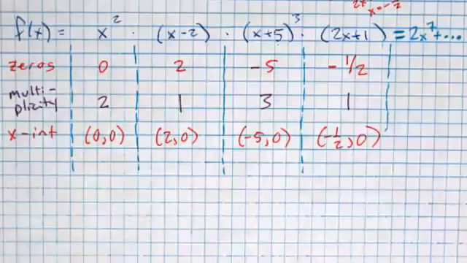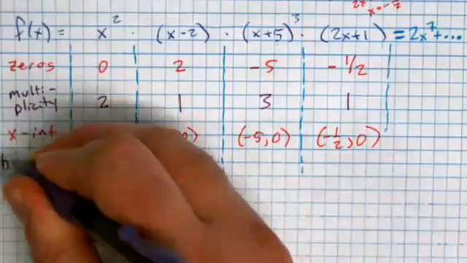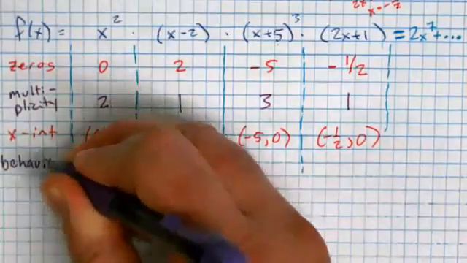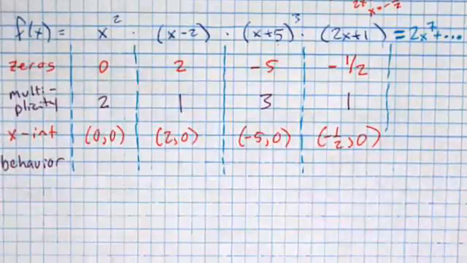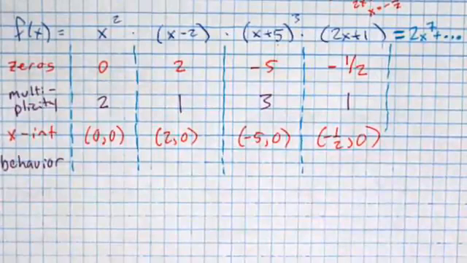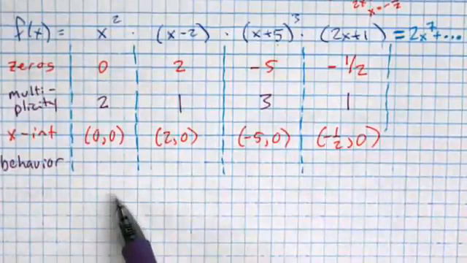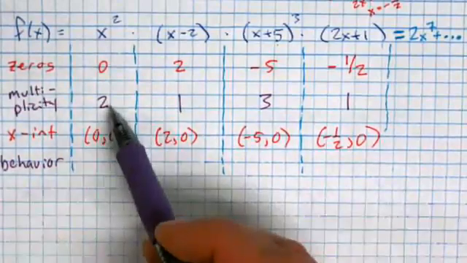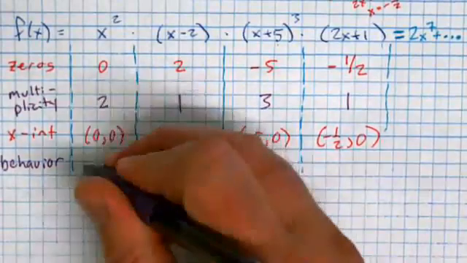Okay, and let's also talk about our behavior at those intercepts. And for the behavior, we're either going to say cross or touch or bounce, whichever you prefer. So we're looking at multiplicity here. Notice that this first 0 has a multiplicity of 2, which means touch or bounce.